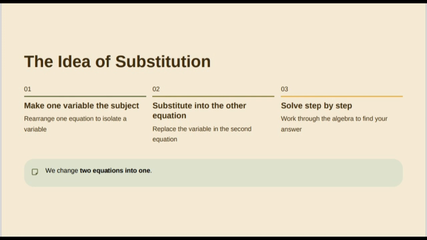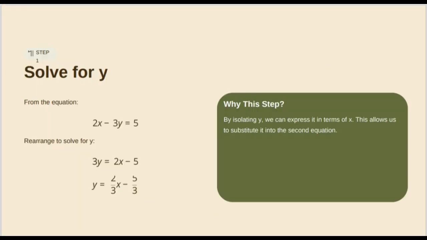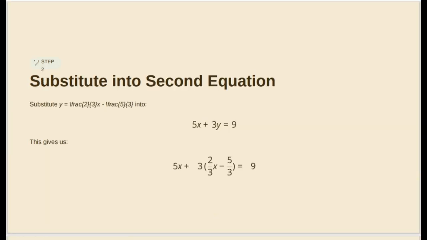After that, we are going to start with the equation 2x minus 3y equals 5. Solving for y, we get y equals 2 over 3 x minus 5 over 3. Next, we substitute this expression for y into the second equation. So that gives us 5x plus 3 times the expression equals 9.